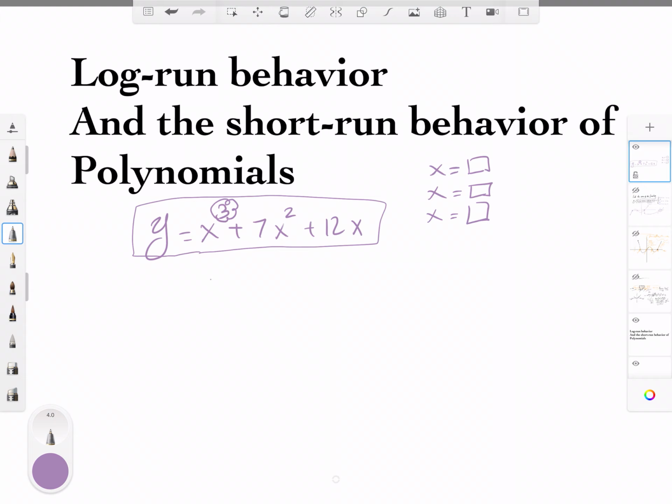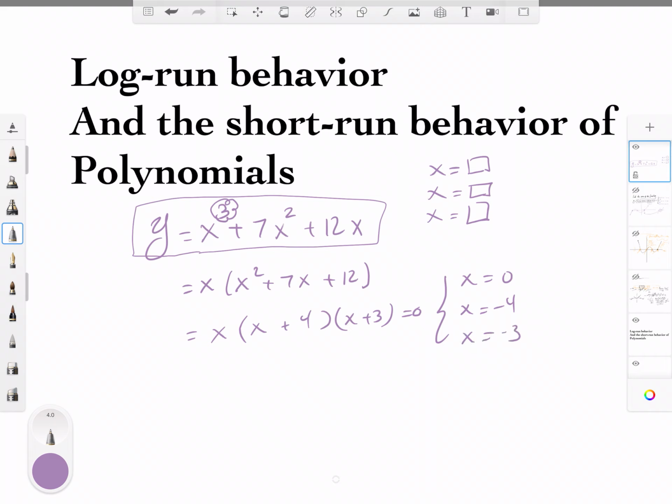Degree 3, I can take all the x out. We're going to have x squared plus 7x plus 12. Then this is the same as x times x plus 4 times x plus 3. If we make it equal to 0, we're going to have x equal to 0, x equal to negative 4, and x equal to negative 3. Great, we got it, we got 3. Let's have one more.